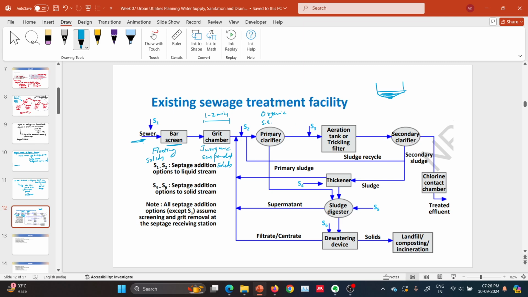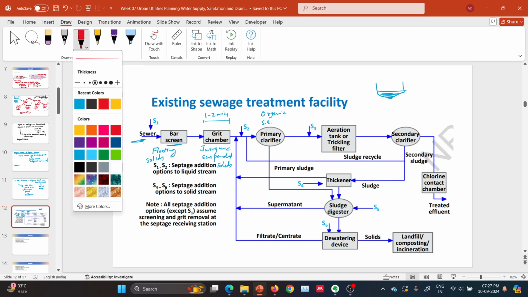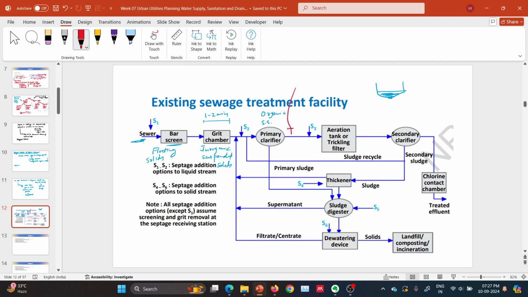So after the primary clarifier, only dissolved solids will pass through in this flow. It will contain dissolved organic and dissolved inorganic. But the inorganic portion is comparatively less, so we'll treat it for the dissolved organic part. So this flow line will contain dissolved solids.